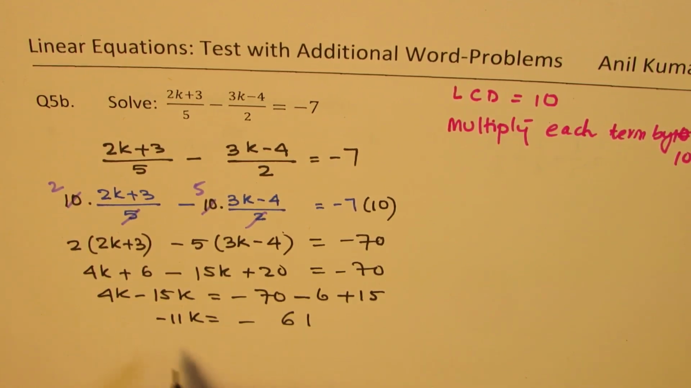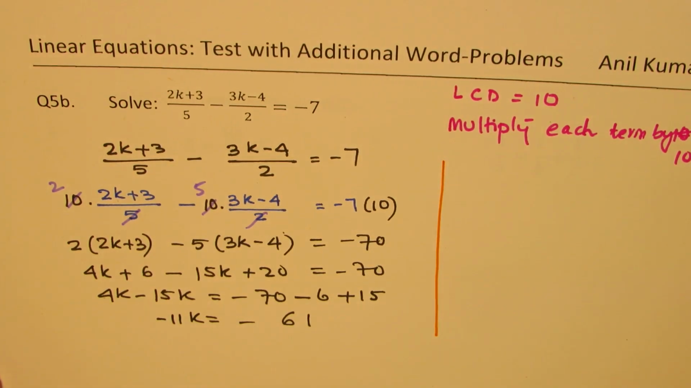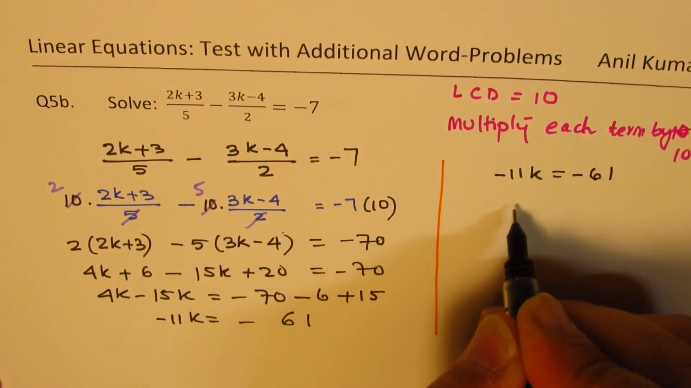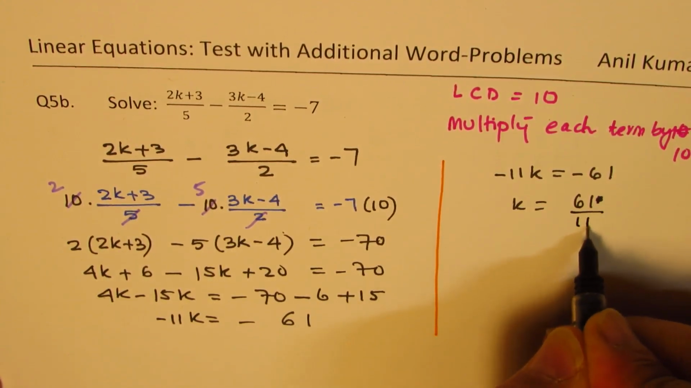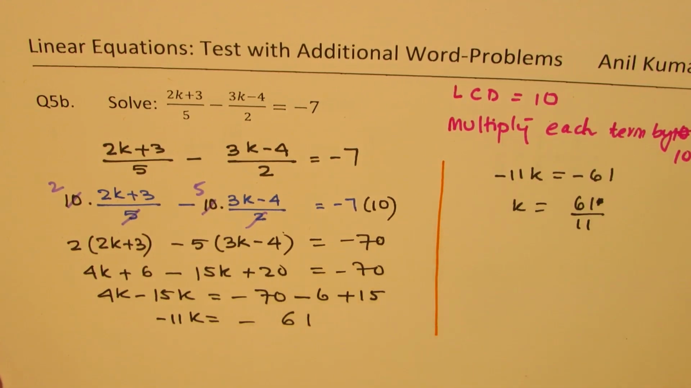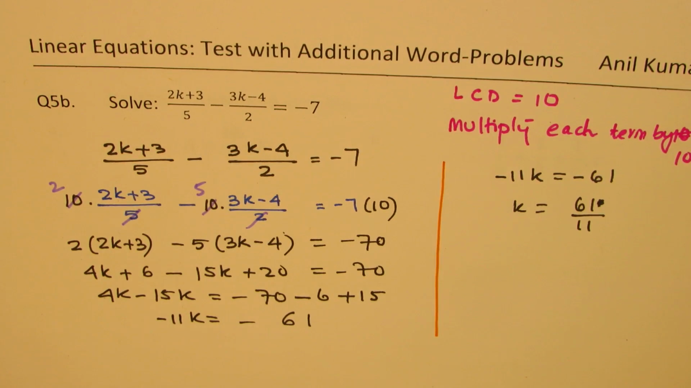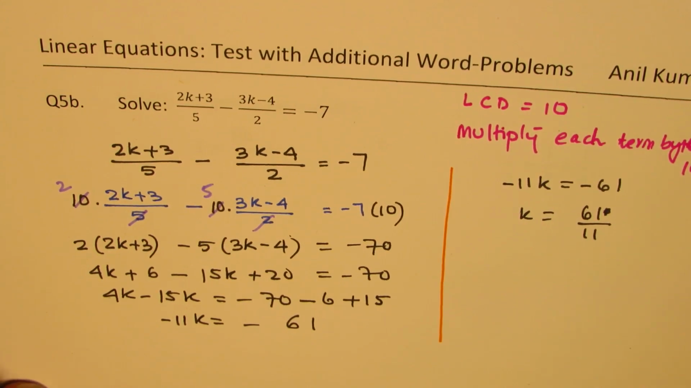So k is equal to what? So we'll just divide 61 by, let's write down our answer on the right side. So we get minus 11k equals to minus 61, k equals to 61 over 11, right? Both minus minus cancel, correct? So that becomes your answer in mixed numbers, right? So normally we are expecting rational form, so this is perfectly fine.